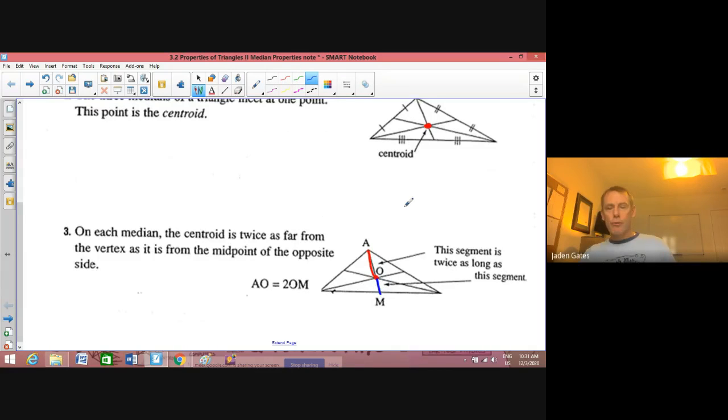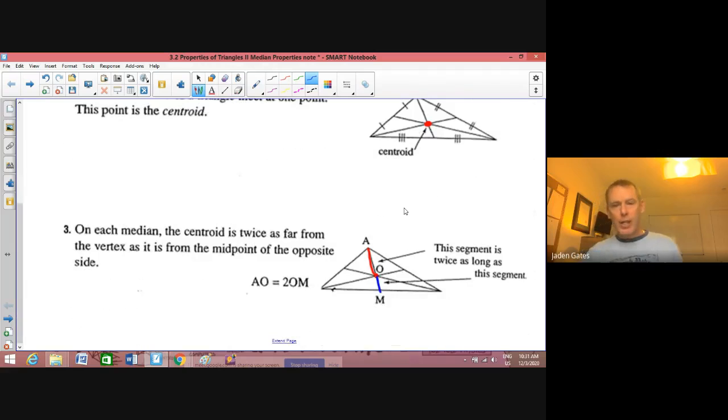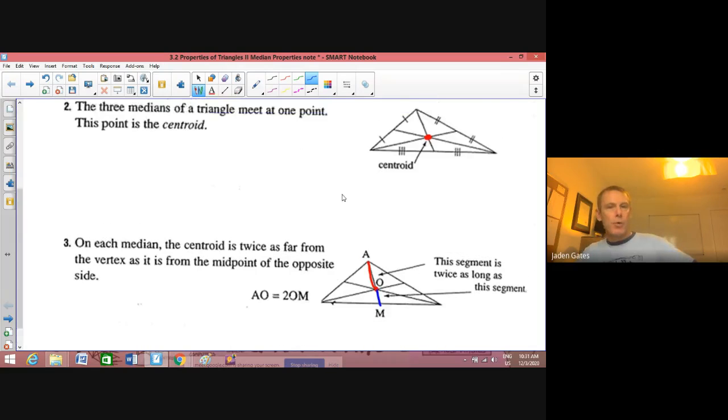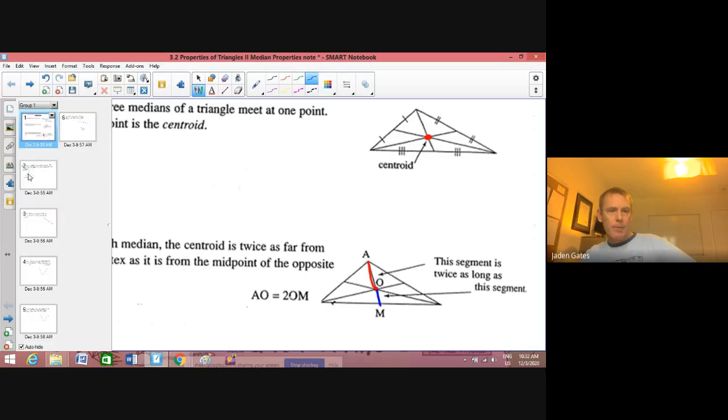All right, so those are three properties, specifically two of them, the first one and the third one, because we dealt with this second one earlier today. And we're going to do some questions, just kind of how it works. All right, so let's check it out. Here's a couple of examples.